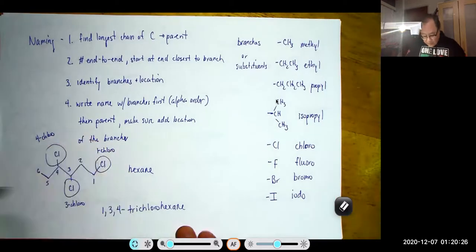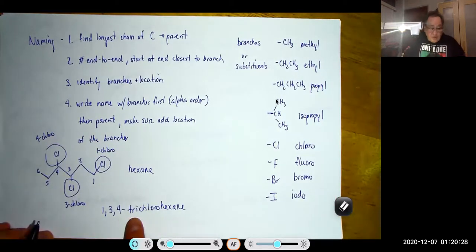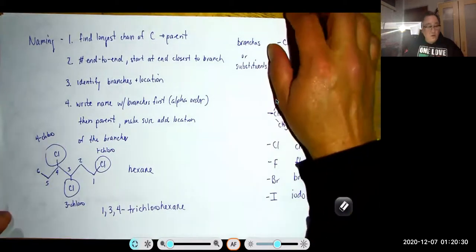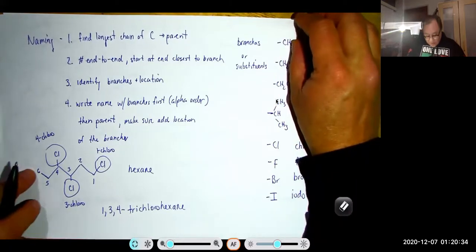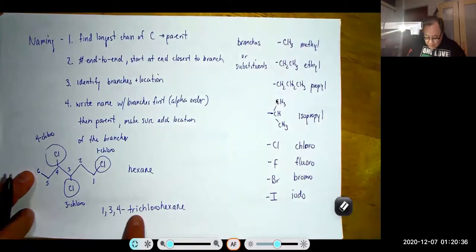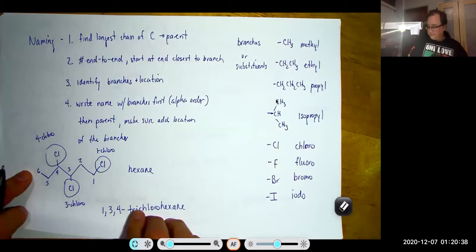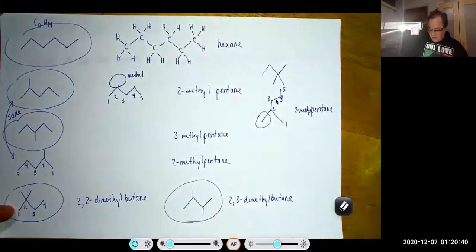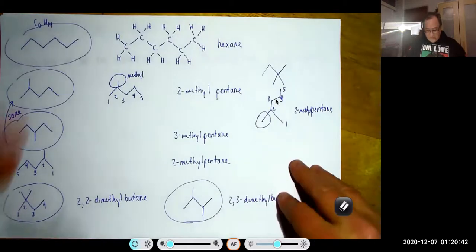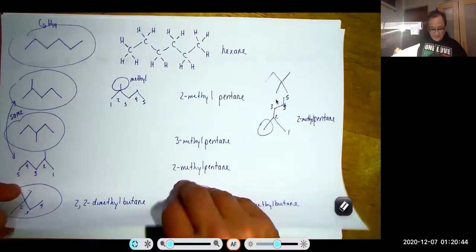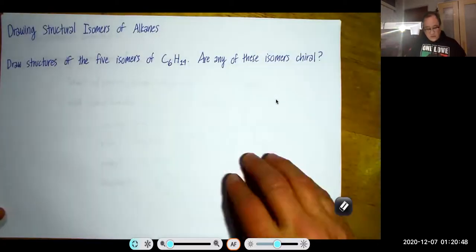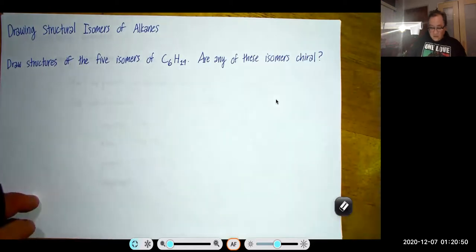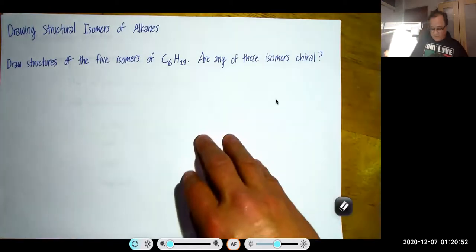Why do we say 1, 3, 4 trichloro? Because there's a molecule out there that's actually 1, 1, 2 trichloro. So we're trying to tell people where every one of these 3 chlorines are. Okay, so now you see how we name these guys. And now we're going to try to draw all the structural isomers of, oh, we already did this one. Sorry, that was the problem we just did.